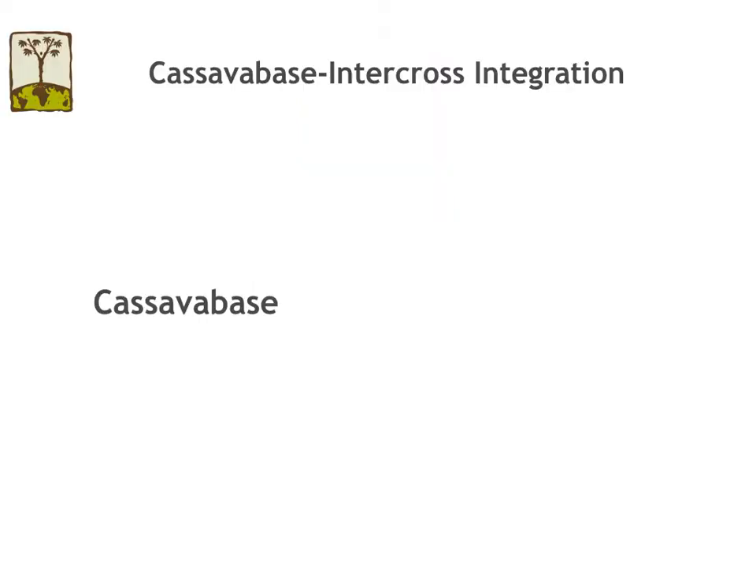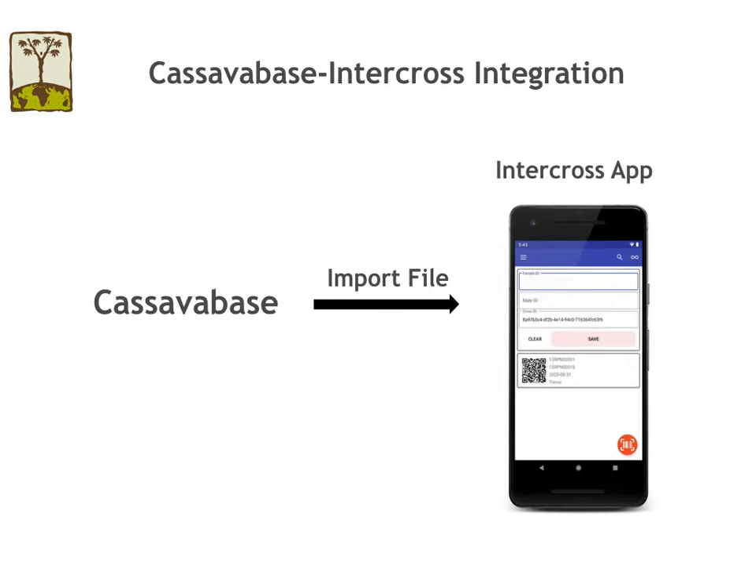Now with our Cassavabase Intercross integration, users can generate an Intercross import file in Cassavabase, collect the data in the field using Intercross, and then upload the crossing data generated by Intercross back into Cassavabase. So this crossing data will be automatically aggregated within Cassavabase, so users can look at all of the crossing data associated with each cross combination in a single place.